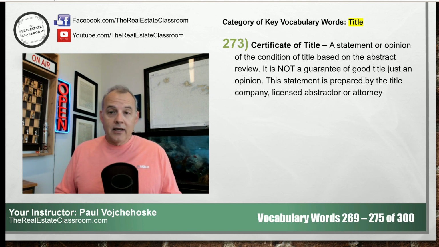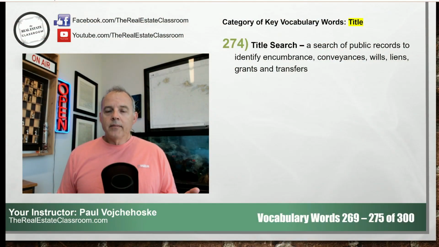What happens if I get a certificate of title, they say it's okay, and then I find out 5 years later it's not? Well, that abstractor or the attorney has some type of liability insurance for that protection. All right, let's talk about title searches.